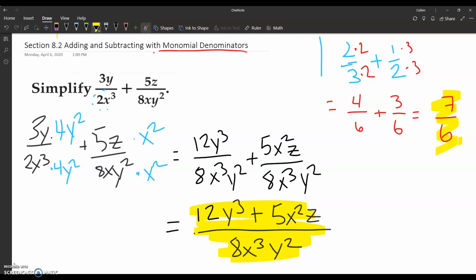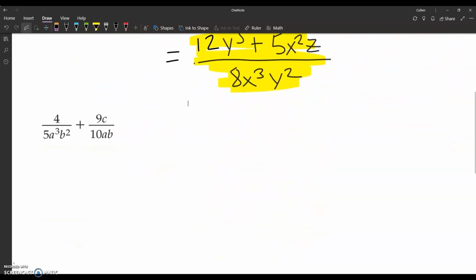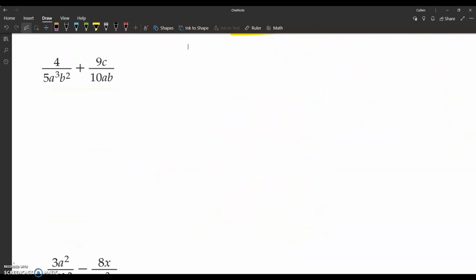Okay, so these problems are a little bit intimidating. And that's what we're going to practice. Let me scroll. Okay, let's keep going with this example.